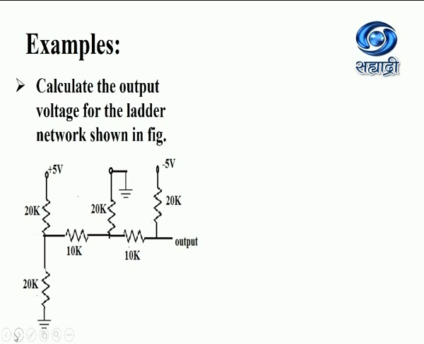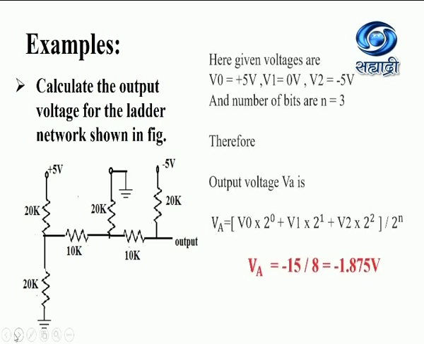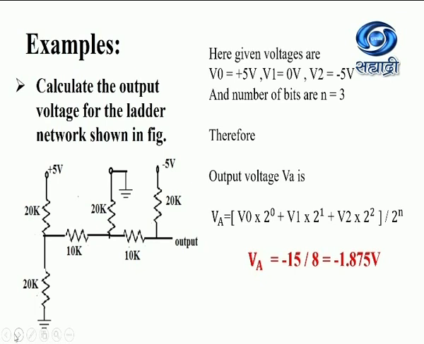In this ladder, if you calculate the output voltage, then V0, which is connected to the first resistor, is plus 5 volt. Then V1 is at 0 volt and V2 is minus 5 volt, because the LSB and MSB are considered by using the output arrangement. The number of bits n is equal to 3, because only 3 inputs are connected. Therefore, if you put these values in the formula, output voltage VA will be minus 15 by 8, and that is the answer, minus 1.875 volt as the analog output.